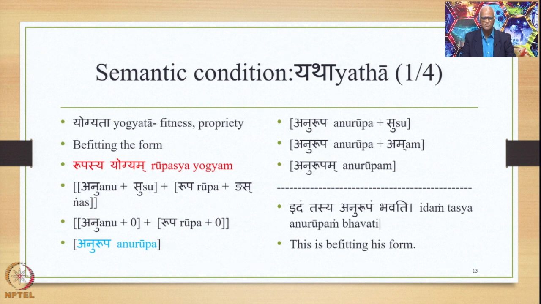of the avyayibhava samasa. Rupasya yogyam is the laukika vigraha and anurupa is the avyayibhava samasa. When we use this samasa in the sentence, we add the pratyaya su after it. So we have anurupa plus su. Because the samasa anurupa is an avyayibhava and ends in short a, su is not deleted, but su is substituted by am on account of the sutra navyayibhavat atomtva panchamyaha. So we have anurupa plus am, and then we apply the sandhi rule and we get the form anurupam. This is the subanta form.